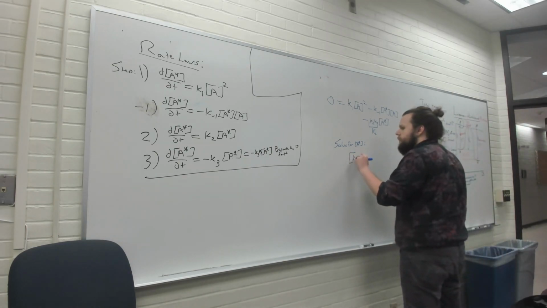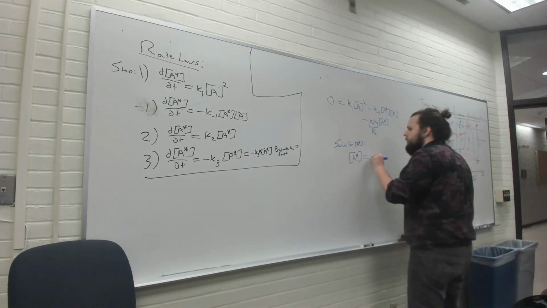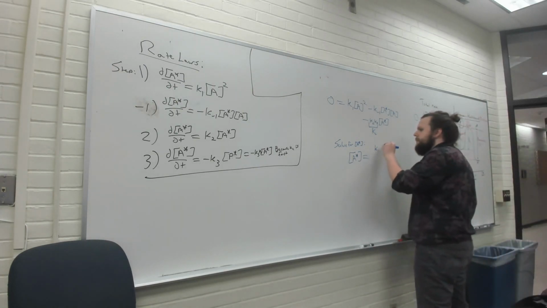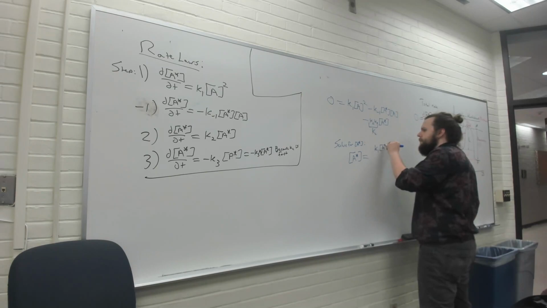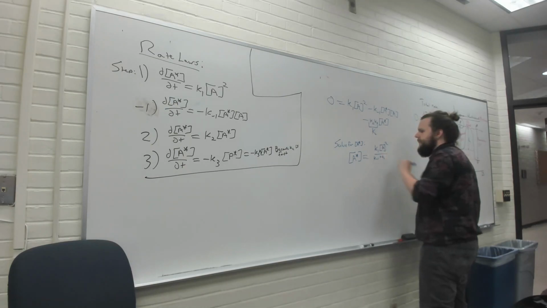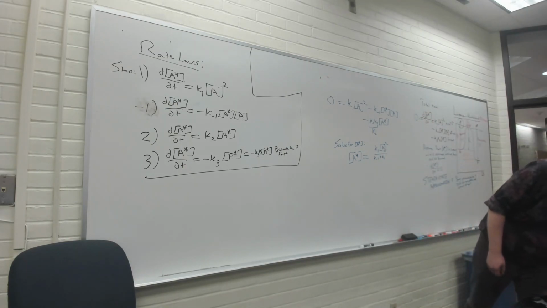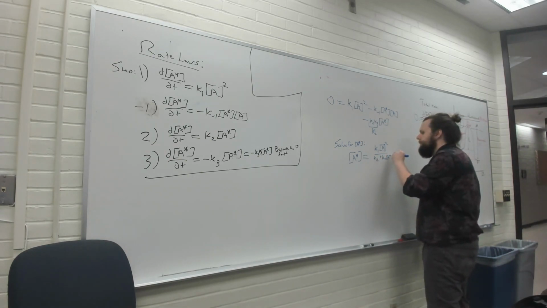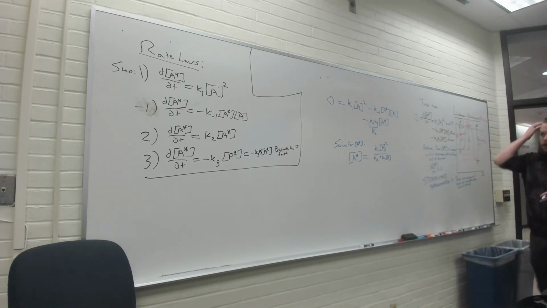A star is equal to K1 A squared divided by K minus 1 plus K2A. Is that right? Do I have this right? Oh, no, sorry, I have it wrong. It's K2 plus K minus 1A.